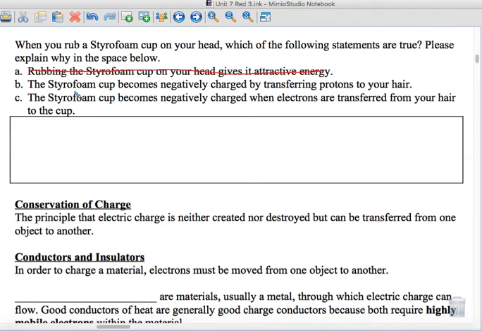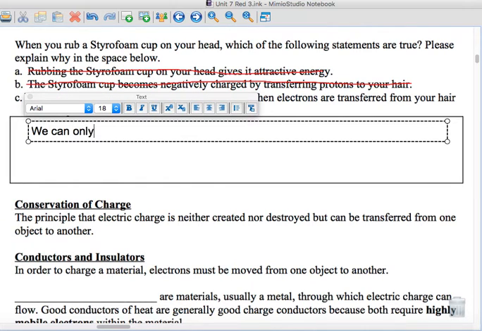The styrofoam cup becomes negatively charged by transferring protons. Well, we can't transfer protons. We can't change how many protons there are. So that's not true. The styrofoam cup becomes negatively charged when electrons are transferred from your hair to the cup. Exactly.